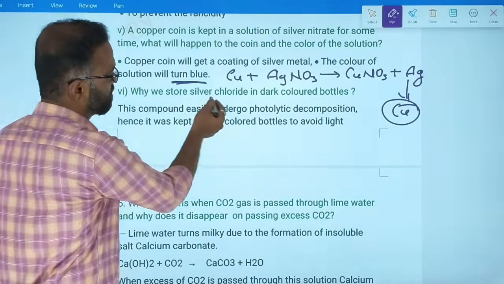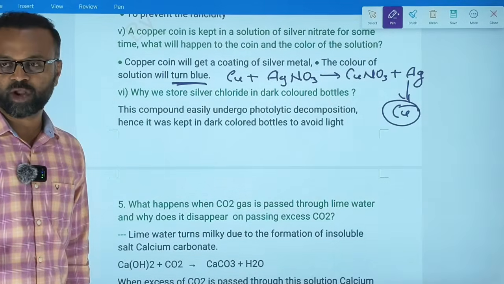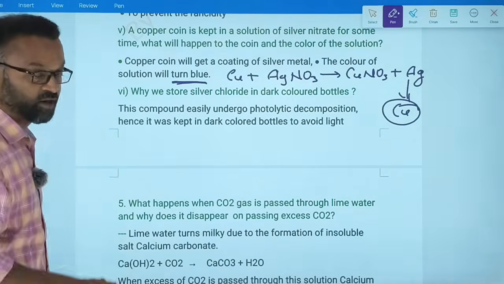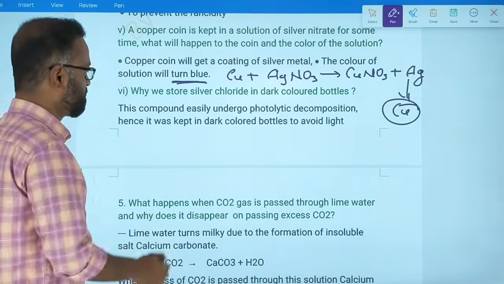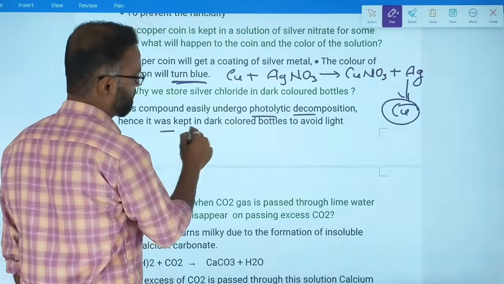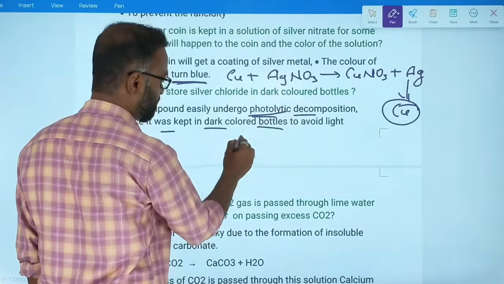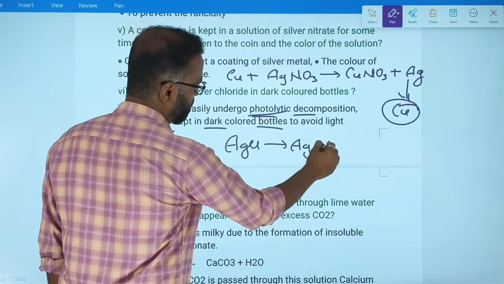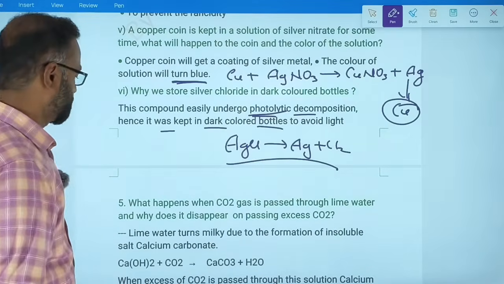Next one. Why do we store silver chloride in a dark colored bottle? Just now I told, if it is not stored in a dark colored bottle, silver chloride will decompose to form silver and chlorine gas. A photochemical reaction takes place. The compound undergoes a photolytic decomposition reaction. Hence, it is kept in a dark colored bottle. This silver chloride will decompose to form silver and chlorine. It will change its color to gray.